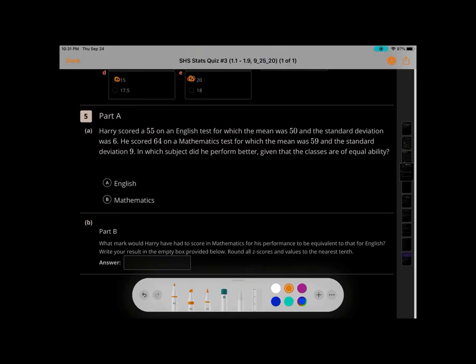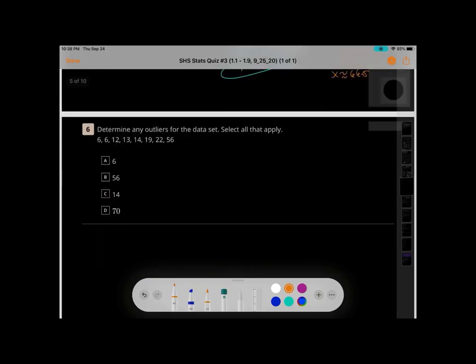Alright, question number 5 has a bunch of stuff here. Harry scored a 50. Question number 6, determine any outliers for the data, select all that apply. For outliers, I just need the formula of 1.5 times the IQR, and I want to go below quartile 1, and I want to go above the quartile 3. So I'm going to put those in order.